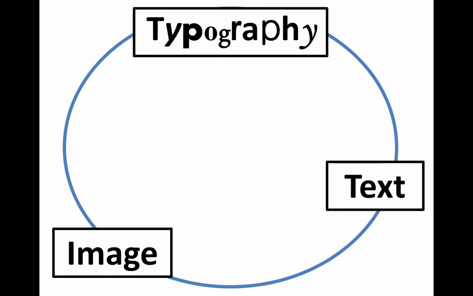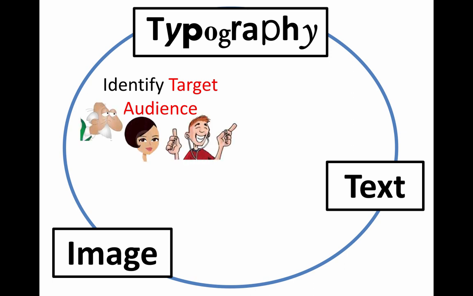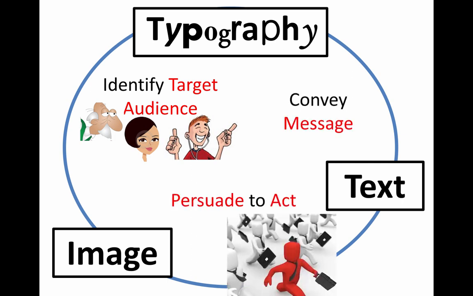So when we examine a visual text, we need to ask ourselves, how do these three elements work together to 1. Identify the target audience that the text is meant for. This can be the elderly, teenagers, or a particular gender. The three elements can also inform the viewer of the message of the text and persuade them to act.